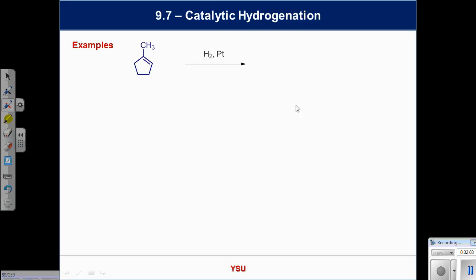Okay, examples. Look at that system. Is my product chiral? I'm adding H2 to both of those, one H to one carbon, the other H to the other carbon. Is my product chiral? No. It's not chiral, it's achiral, because if you put the hydrogens on either one of those two, you get something that's symmetrical. So no chirality in that system.